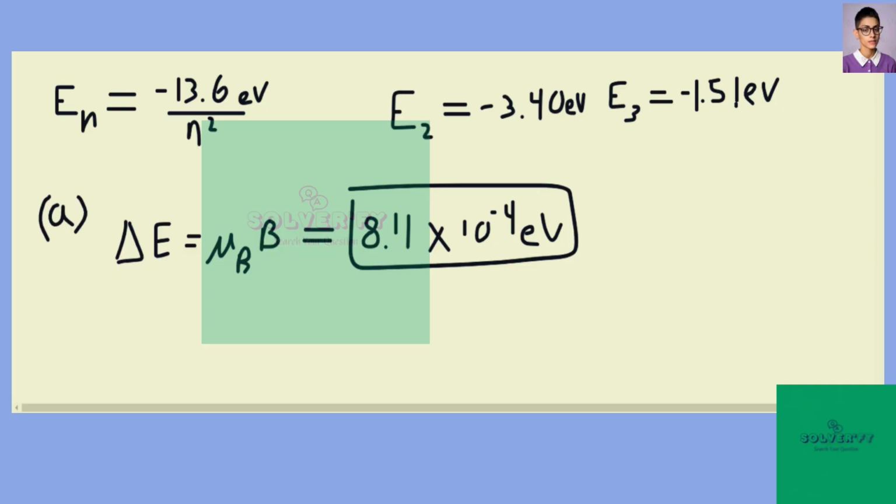Now for part B, to find the wavelength, we're going to consider the fact that E3 minus E2 is equal to delta E, or in other words, E3 minus E2 plus delta E. We just plug those values in, what we found for delta E, what we know to be E3 and E2's value, we get a value of 1.89 electron volts.